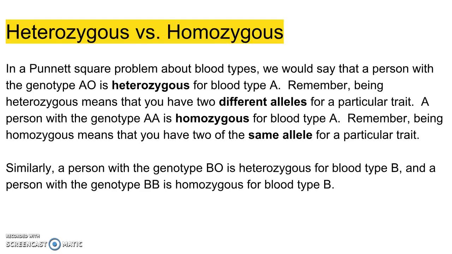Okay, now, if we were doing a Punnett Square problem about blood types, if I told you someone was heterozygous for blood type A, that means that they have the genotype AO. That's because heterozygous means that you have 2 different alleles for a trait. Alternately, if I say someone is homozygous for blood type A, that means they have 2 A alleles, since homozygous means you have 2 of the same allele. Along those same lines, a person that has genotype BO, we would say they are heterozygous for blood type B, and someone who has genotype BB, we would say they're homozygous for blood type B.